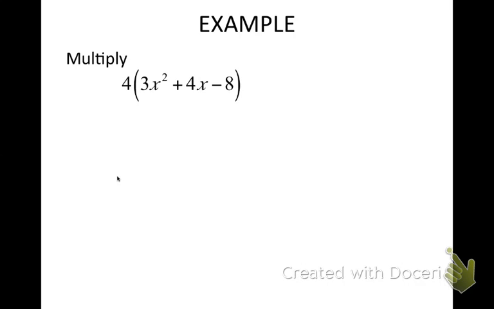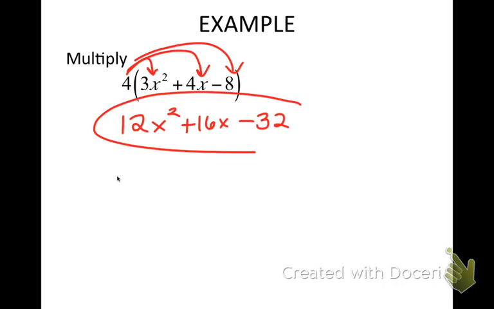All we're going to do is just use the distributive property. You guys should be used to using the distributive property. So I'm going to distribute that 4 to my first term. Well, 4 times 3 makes 12. There is no x next to this 4, so my x squared would just come down. 4 times 4x would make 16x. 4 times negative 8 would be negative 32. Good. Well, I don't have anything to combine, so I'm done.